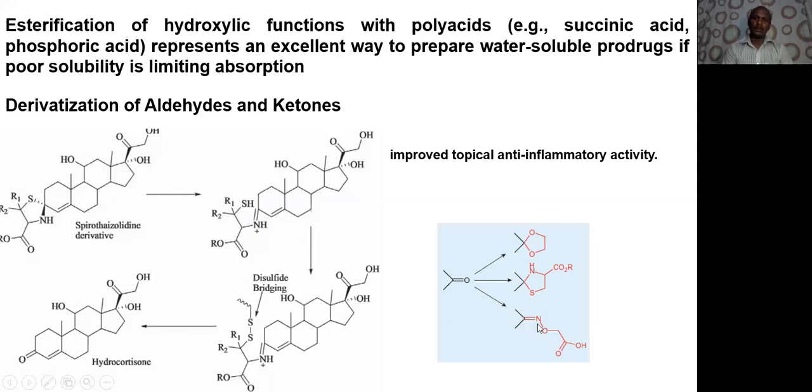Here I have given the example of hydrocortisone, an anti-inflammatory drug, and this drug is converted into a spirothiazolidine derivative, and through a series of reactions you get back the parent molecule. The parent molecule, which has a ketone functional group, was converted into spirothiazolidine, and then through a series of reactions in vivo, it will be converted into the parent molecule.